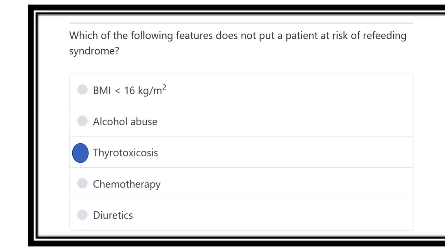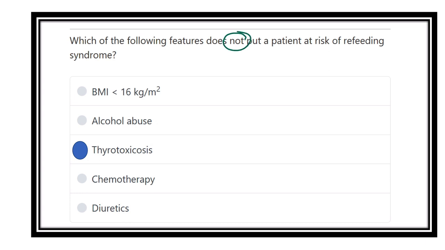So what is the feature which is not a risk of refeeding syndrome? Here the answer is ready, which is thyrotoxicosis. Other options here such as BMI less than 16 may cause refeeding syndrome. Alcohol abuse, chemotherapy, diuretics can cause refeeding syndrome.